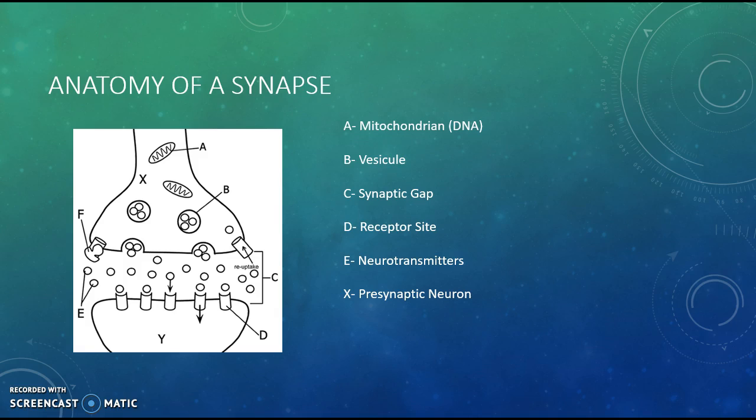Notice we're skipping F. X is the presynaptic neuron that sends the message, and Y is the postsynaptic neuron that receives the message. Once that chemical message is received, the postsynaptic neuron receptor sites release the neurotransmitter back into the synaptic gap or cleft, and it is taken back up into the vesicles through a process known as reuptake.